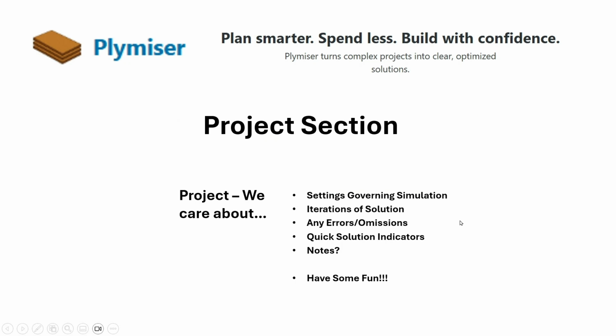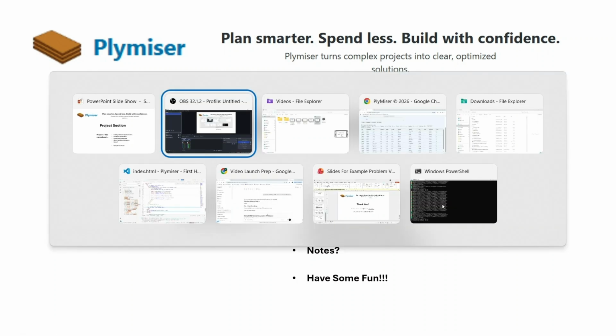The next section we're going to explore with PlyMiser is the project section. If you remember back from our introductory discussion, this is where we set a few parameters that just tell you how you want PlyMiser to perform some calculations for you. It'll check to see if there's any errors or omissions in your project. It'll give you a quick overview of the solutions that it found, and of course, you can attach any notes you like. So let's take a look at the project screen.